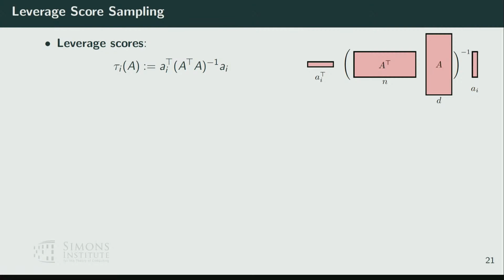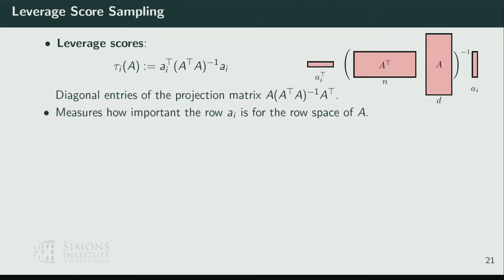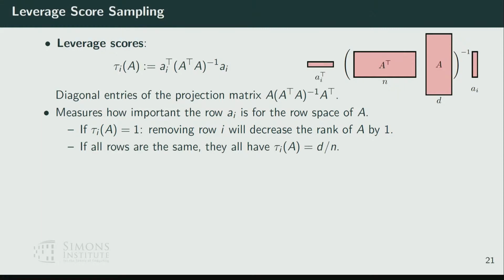When we're in the graph setting, the leverage scores are called effective resistances, but they're called leverage scores for general matrices, and they're all the same thing. The i-th leverage score of a tall matrix A is defined as the i-th row times this inverse and then the transpose of the i-th row here. And you can also think about them as the diagonal entries of the projection matrix. Intuitively, the leverage score measures how important a row is for the row space of A. So for example, if the leverage score is 1, it means if you remove this row, you will decrease the rank of A by 1.